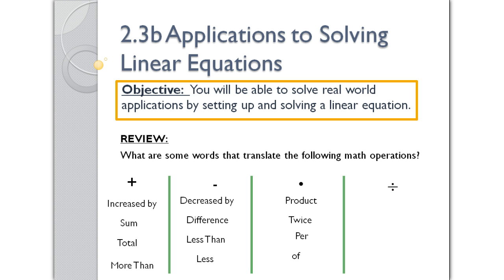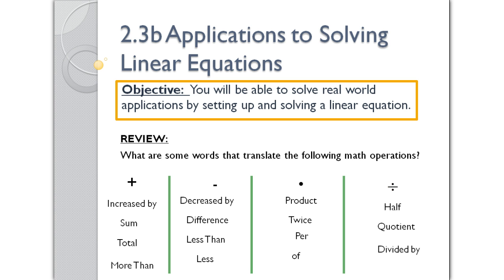That'll denote multiplication. If you see the word twice, that just means 2 times something. Per is going to denote multiplication as well. You know, gas is $3 per gallon. So take $3, times it by how many gallons your car can hold, and that's the price you're going to pay for your gas. If you see the word of, 2/3 of her salary, a half of her total purchase, those are all phrases that will denote multiplication. Make sure you memorize those.